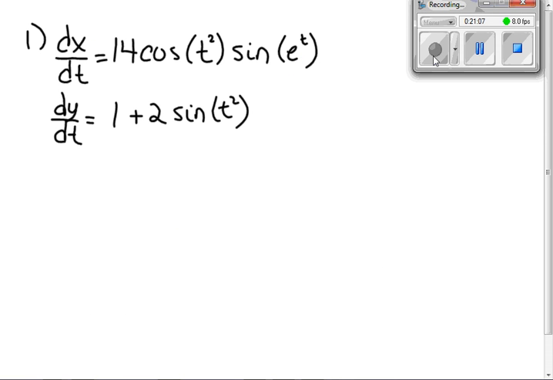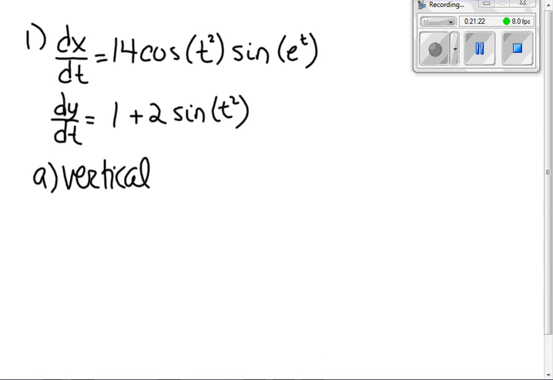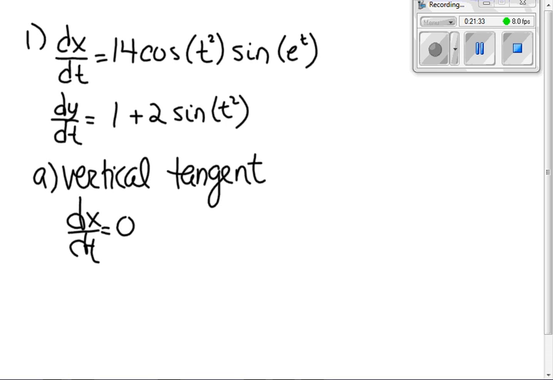Like what we just did. Okay, it says for part A, find all values of t at which the line tangent to the path of the particle is vertical. So if you want a vertical tangent, how do you find that, Zach? Vertical tangent. What do you look for? dx/dt is 0. Now, if a graphing calculator is allowed, are you going to try to solve that by hand? No.